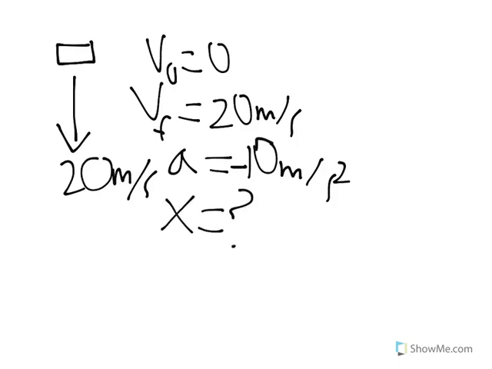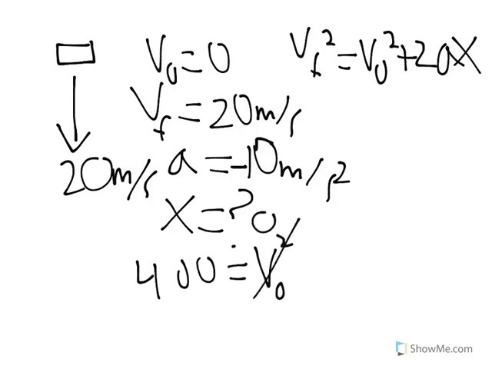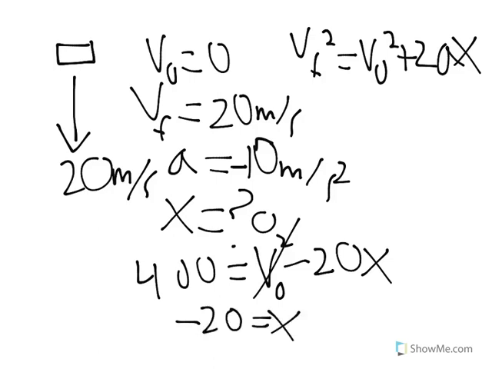This is using the v squared equation, so we just plug and chug. 20 squared is 400, which equals v naught squared, which is just 0, minus 20 times x. That's 2 times negative 10 times x. Divide both sides by negative 10, and we end up with negative 20 equals x. That makes sense, it fell 20 meters.